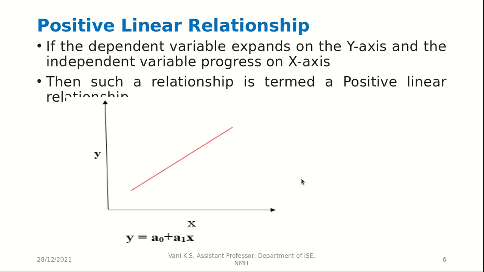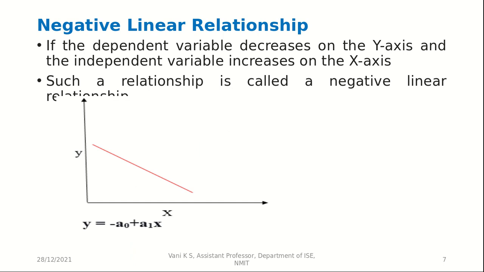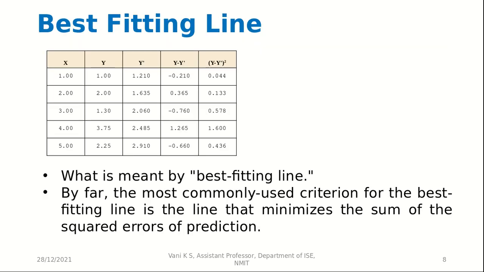Now what is a positive linear relationship? If the dependent variable expands on the y-axis as the independent variable progresses on the x-axis, then the relationship is termed a positive linear relationship. It simply means that whenever x increases, y will also increase. Whenever such a thing is happening, it is a positive linear relationship. What is a negative linear relationship? That is when x increases, y decreases. That is negative.